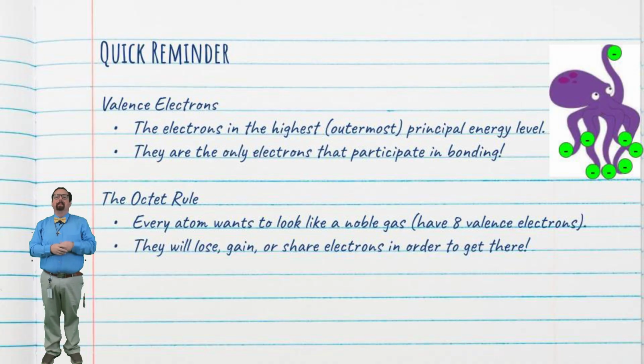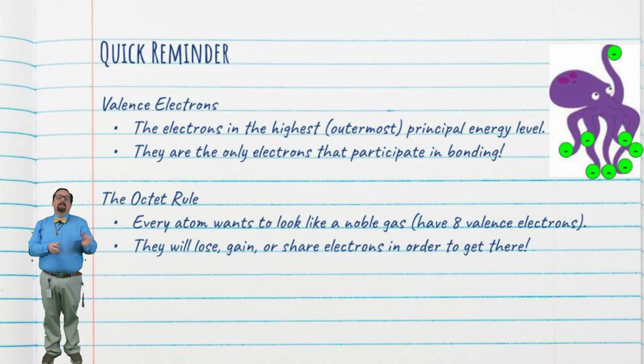Let's get started. Just a quick reminder, because this is extremely important for covalent bonding, valence electrons are those electrons in the highest principal energy level. These electrons are the only electrons that participate in chemical bonding. The goal of almost all atoms is to end up with 8 valence electrons, or look like a noble gas.